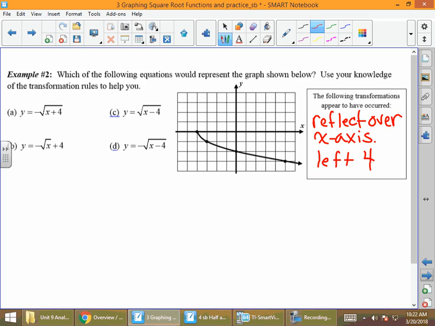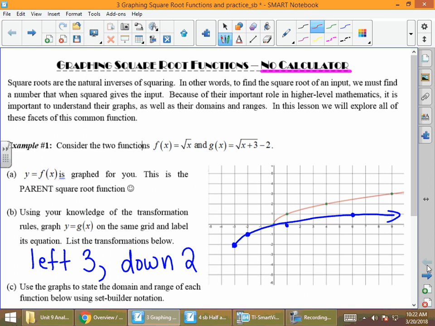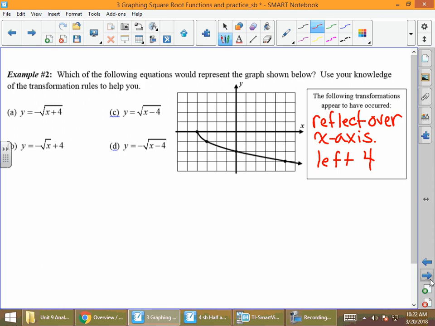But if we did happen to see the left 4 first, we would be able to find our answer without too much trouble, as long as we know what happens when we're dealing with left 4. And we actually just did an example over here. On number 1, we said that +3 gave us a left 3. So that means it's going to be a plus inside the function. So when we look at our answers, where do we have a +4 inside the function? A, B, C, or D? It's actually at A.